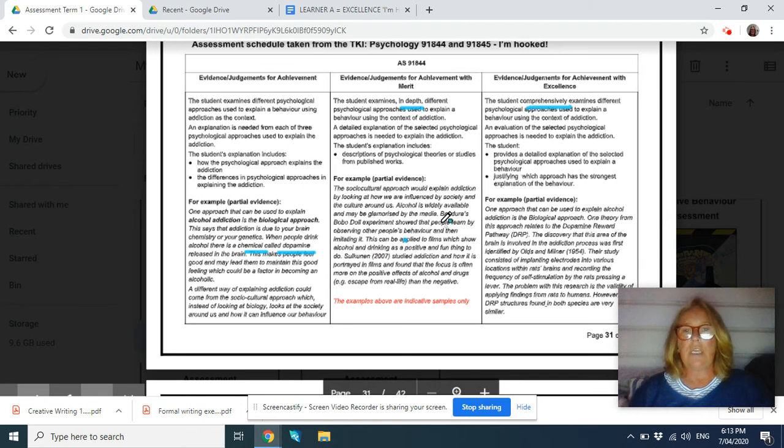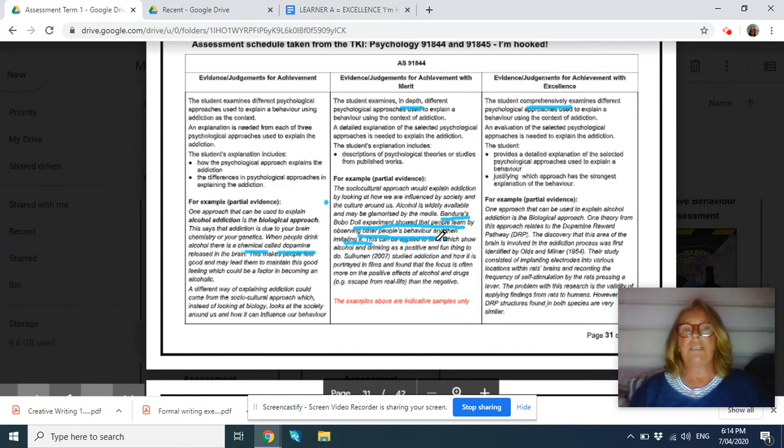But if we look here at the merit, the socio-cultural approach would explain addiction by looking at how we are influenced by society and the culture around us. Alcohol is widely available and may be glamorized by the media. Bandura's Bobo doll experiment showed that people learn by observing other people's behavior and then imitating it. So here, the student has done the same thing: the student has explained the approach.